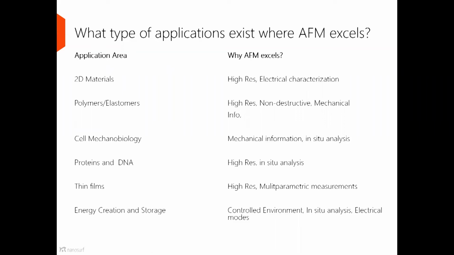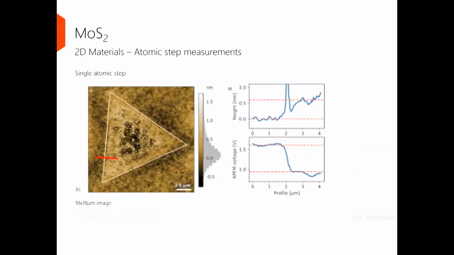So I'd like to now step through and give you some examples to get your brain churning and thinking, and put some data to what I just mentioned here. So this is an example of a two-dimensional material, looking at an atomic step in an image where we've also done a surface potential measurement. So you can see the triangle shape of our MoS2. We can measure that step height to be just about 600 picometers or so. And then we can actually measure the charge difference between the MoS2 and the substrate to be about half a volt.